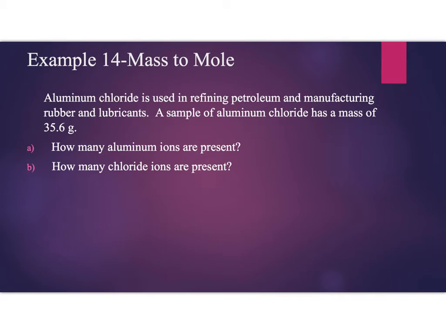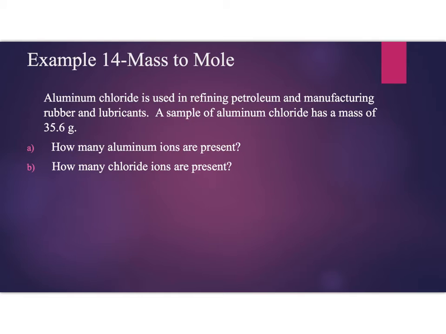For our next example, we have aluminum chloride, which is being used in refining petroleum and manufacturing rubber and lubricants. A sample of aluminum chloride has a mass of 35.6 grams. We want to find how many aluminum ions and how many chloride ions are present in this aluminum chloride sample. As I mentioned with the previous example, because we are given the unit of grams, we're probably going to have to convert from grams to moles at some point, so we need to find the molar mass of aluminum chloride.